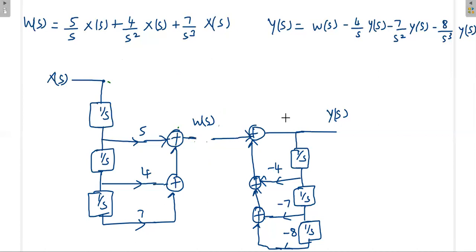Okay, so now this is the direct form 1. Direct form 1. Okay, then direct form 2 realization. Next, direct form 2 realization.